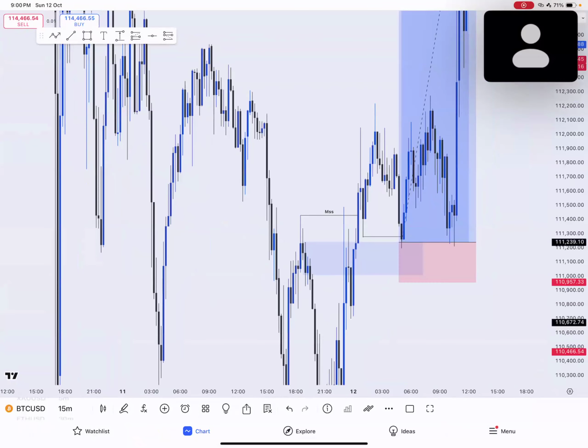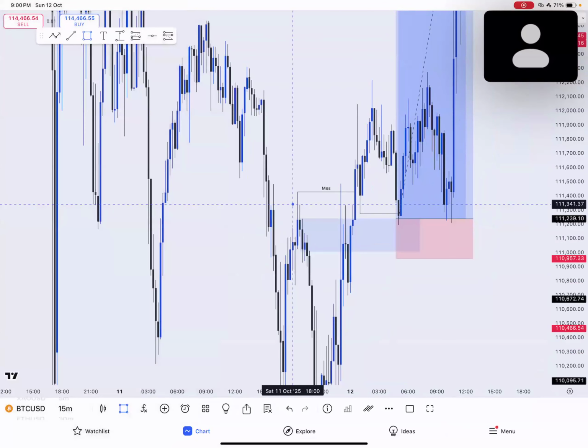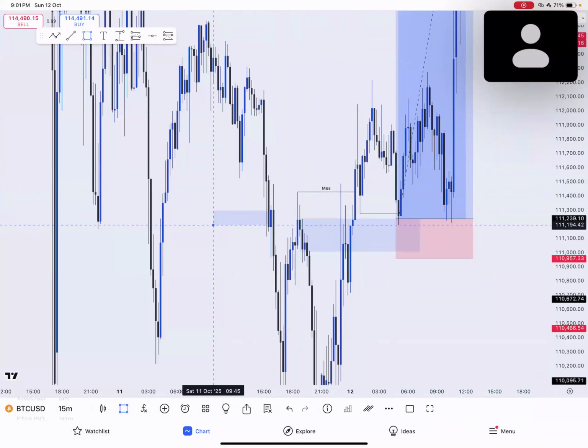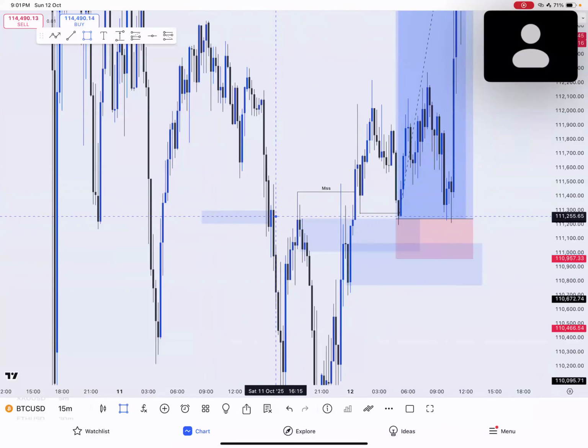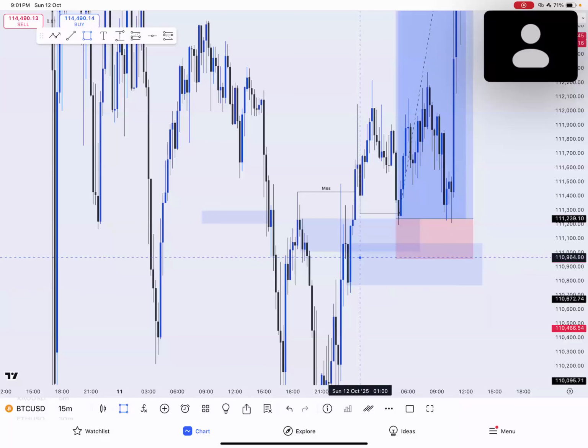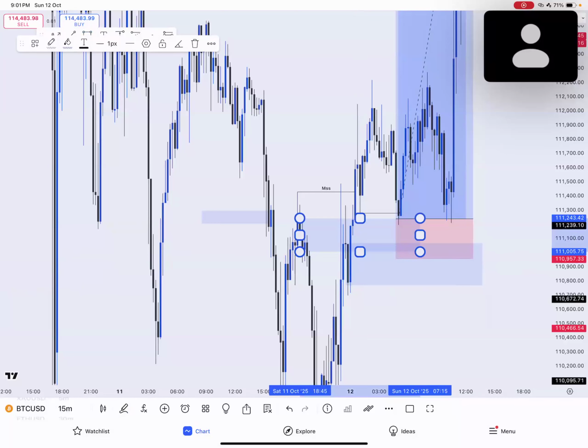After the MSS, you have to look downwards to find our possible points of interest. So when this high was taken out, the body of this high becomes a breaker. When this high was also taken out, the body of this high becomes a breaker also. And then down here is the other block that triggered the move. So we have 1, 2, 3 points of interest. Good. That's the first rule.